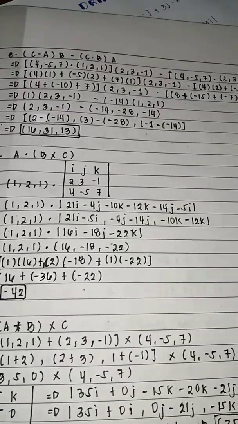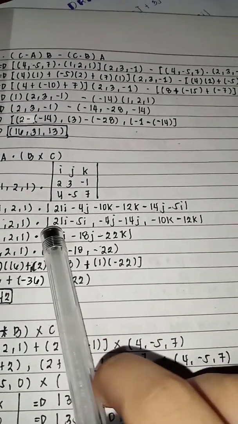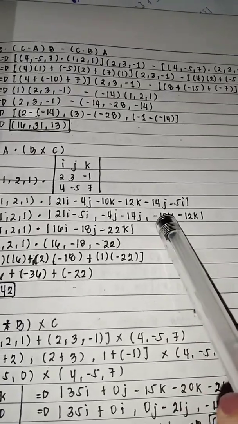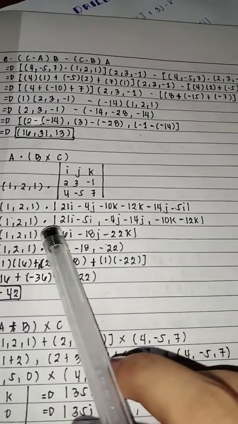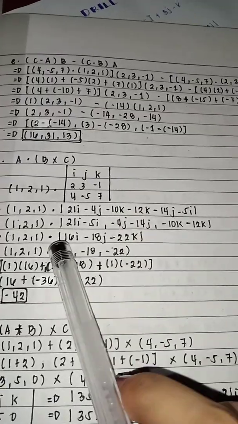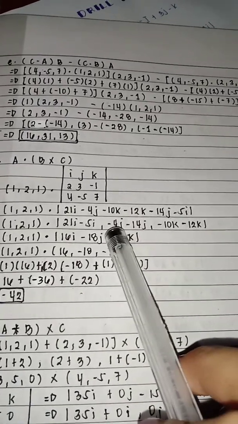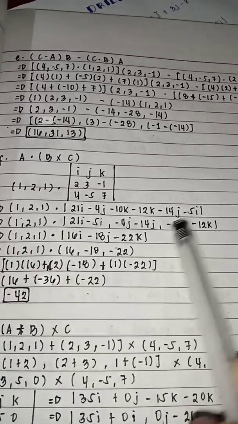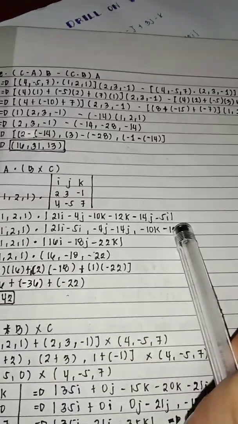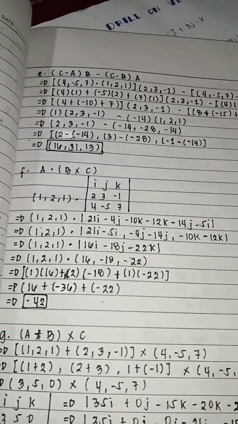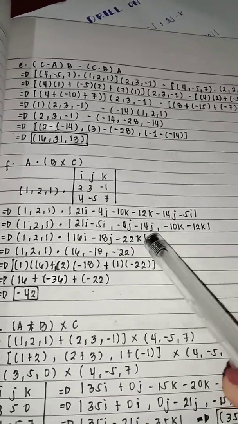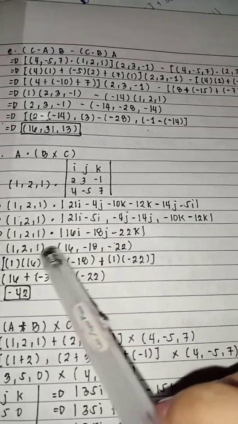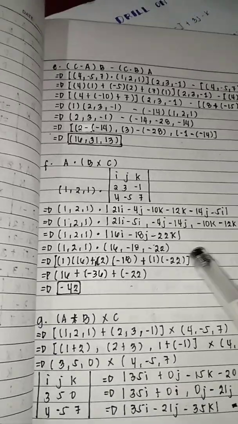So next is combine like terms. So 21i minus 5i, negative 4j minus 14j, negative 10k minus 12k. So 21i minus 5i is equal to 16i. Negative 4j minus 14j is equal to negative 18j. Negative 10k minus 12k is equal to negative 22k. So the answer of B cross C is 16, negative 18, negative 22.